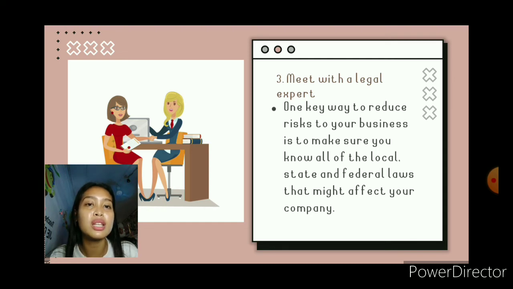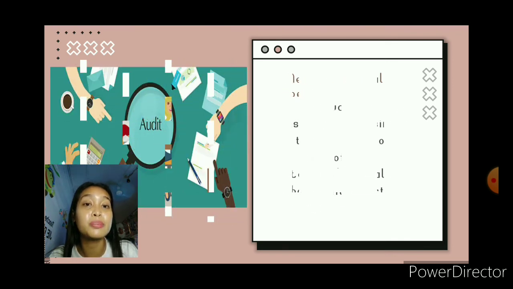So you need to acquire some knowledge. You need to acquire help from those people that have knowledge of all of these things, to protect you from any risk that might go into your business. So you need to meet a legal expert to reduce possible risk.